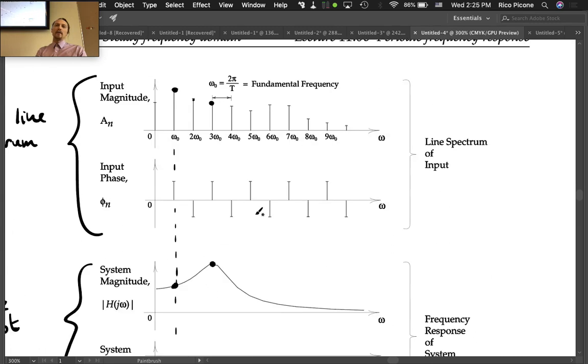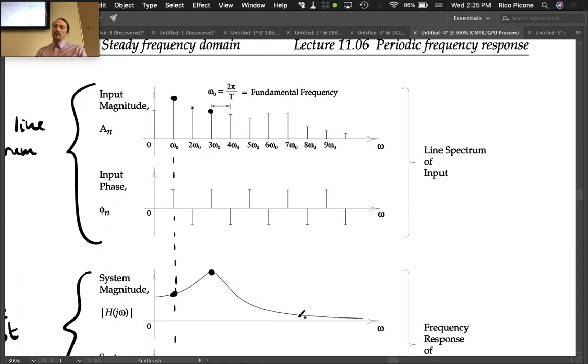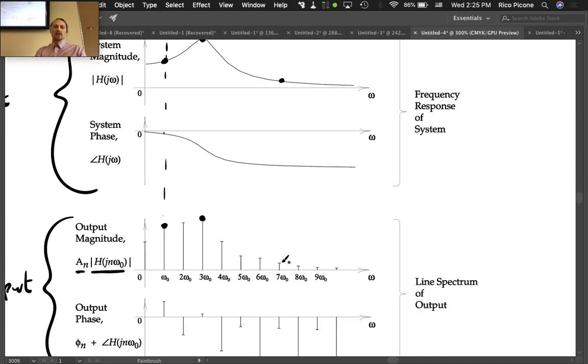And as you go to higher frequencies, the frequency response function magnitude drops off, right? So down here, like the 7th harmonic, it gets multiplied by a number that's relatively small. So we were expecting to see the 7th harmonic shrink in size, and sure enough, it does.